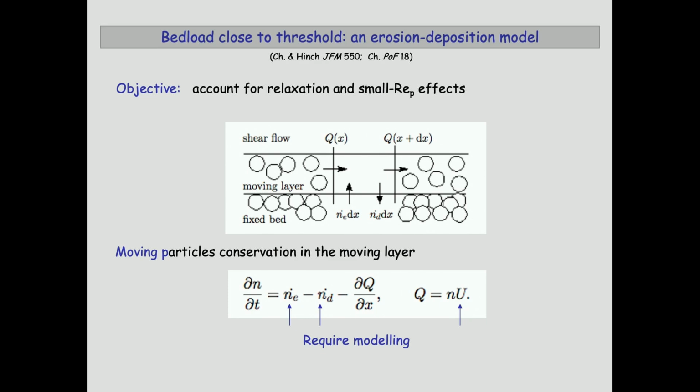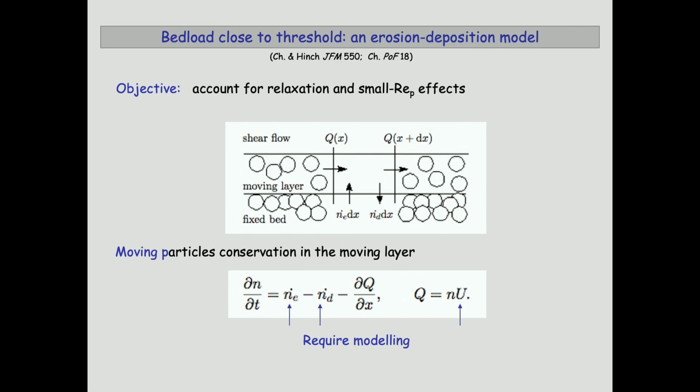from the fixed bed, the particles which are fixed and which are entrained in the moving layer, minus a deposition rate, which is the inverse, deposition because of gravity, minus the net flux which crosses this slice, which is the divergence of the volume flux. And the volume flux itself is the product of the number n times the mean velocity of the particles. And here we have three quantities that we need to model: the erosion rate, the deposition rate, and the particle velocity.